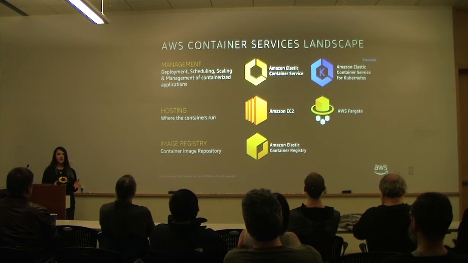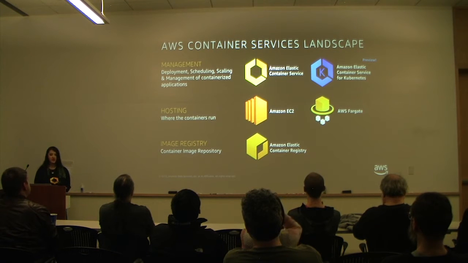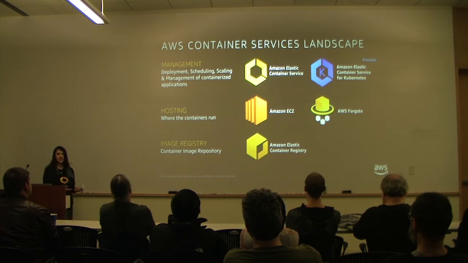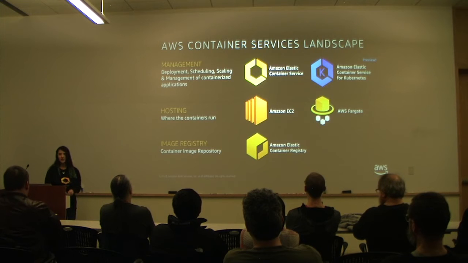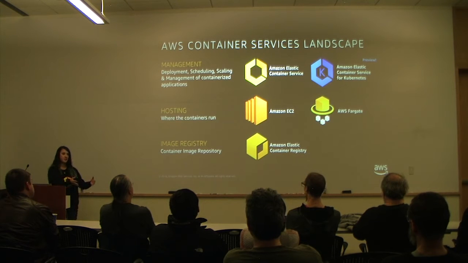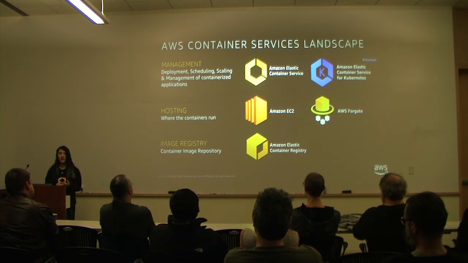So let's look at the existing container services landscape. We have the cluster management layer that I was just talking about, which has ECS in it. We also give an option of Amazon Elastic Container Service for Kubernetes, which is in preview. And then we also have the hosting layer options. There is EC2, which is what Amazon ECS was just running on before. And then we now have AWS Fargate.